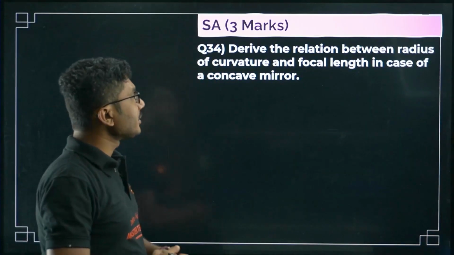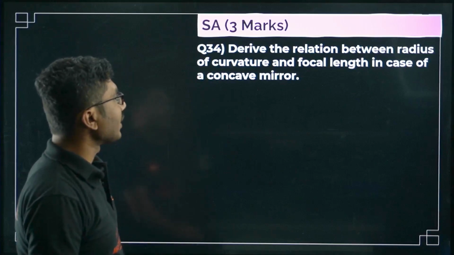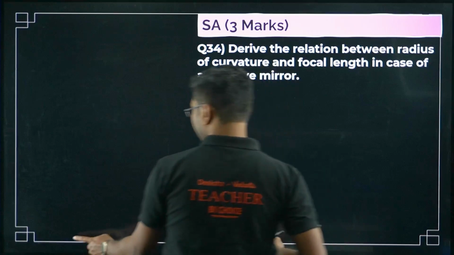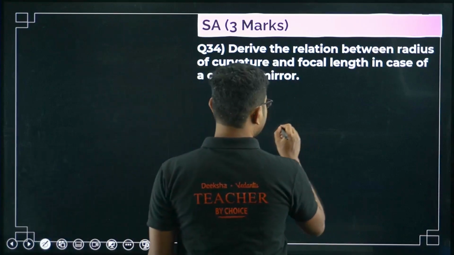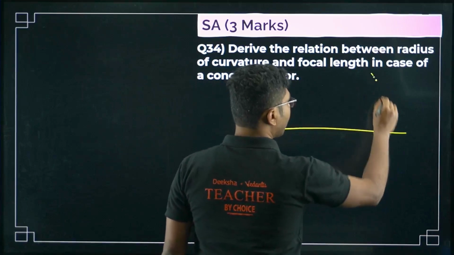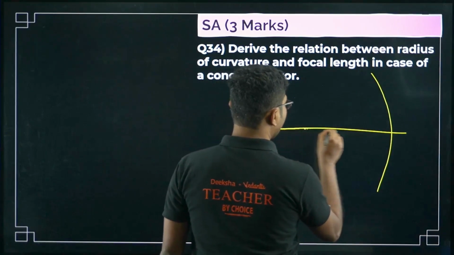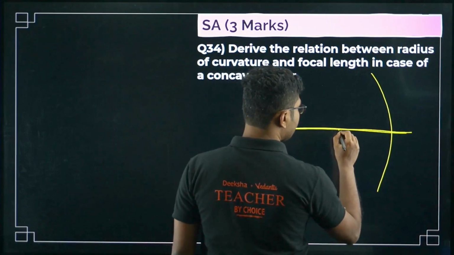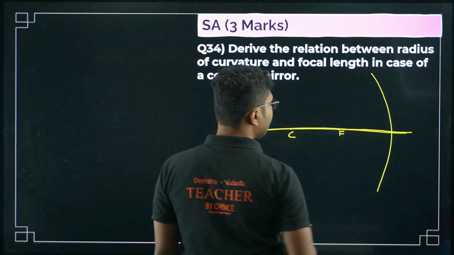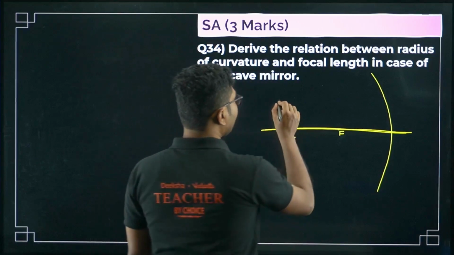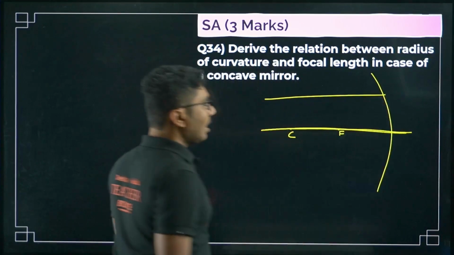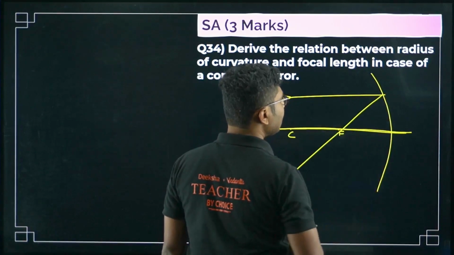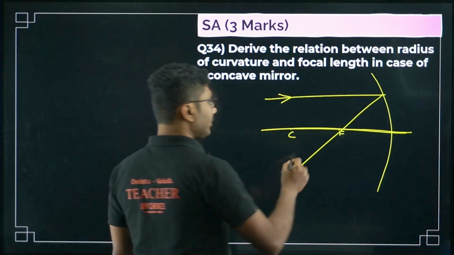Now, derive the relation between radius of curvature and focal length in the case of a concave mirror. This is one of the common derivations that we can expect in our exam. First of all, you have to draw a concave mirror like this. There is a principal axis. Suppose this is the focus F, and this is the center of curvature C. We know that when a ray parallel to the principal axis falls on the mirror, it passes through the focus for a concave mirror, right? So this is the ray diagram that we have to use.